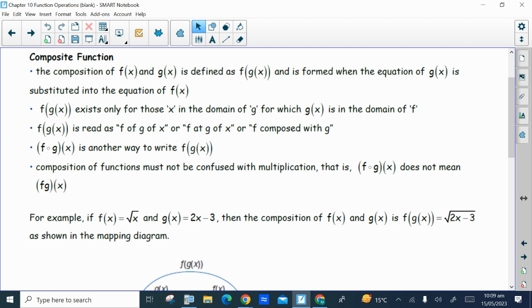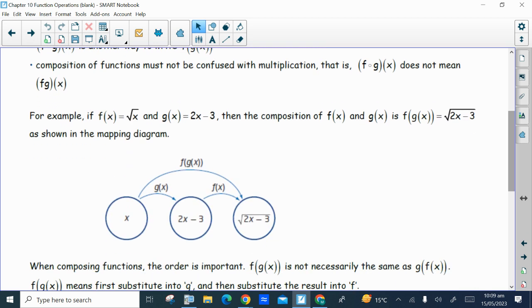f composed with g. Another way of writing it is with the little circle in between the f and the g. So don't confuse that with multiplication. That's an open circle. As it says there, it must not be confused with multiplication. F o g at x does not mean f times g at x.